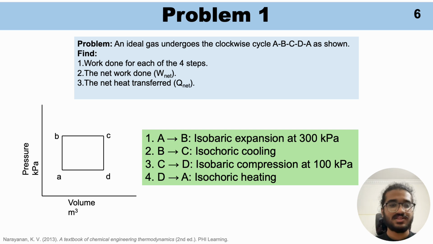From A to B, the system is undergoing isobaric expansion at 300 kilopascals. From B to C, isochoric cooling is occurring, and from C to D, isobaric compression at 100 kilopascals is occurring, and from D to A, isochoric heating is occurring.